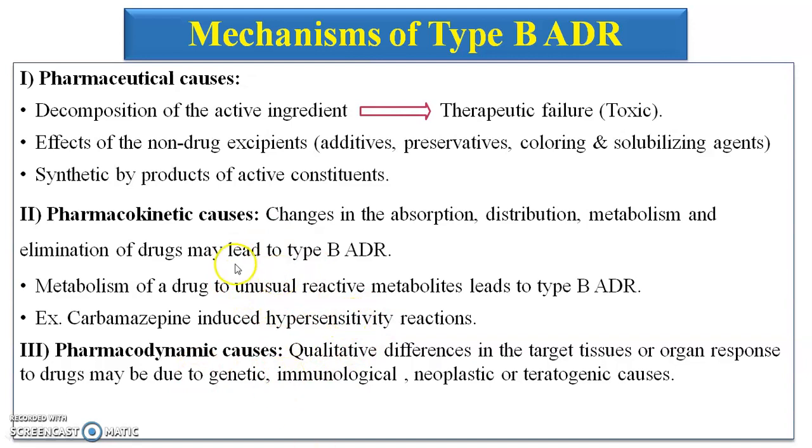Then third will be pharmacodynamic causes, where qualitative differences in the targeted tissue or organ response of a drug, whether genetic, immunological, neoplastic or teratogenic causes, all together come up with type B ADRs.